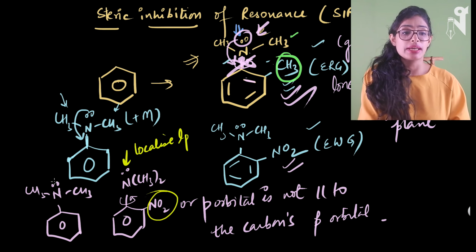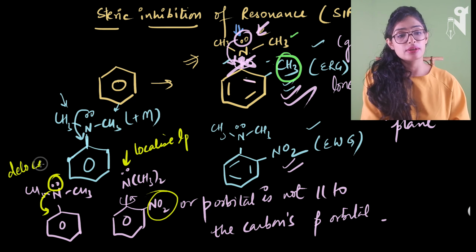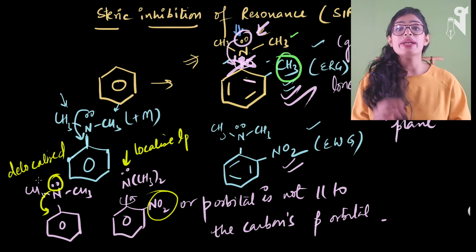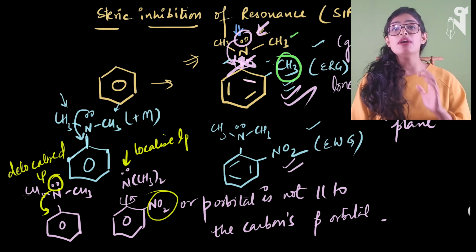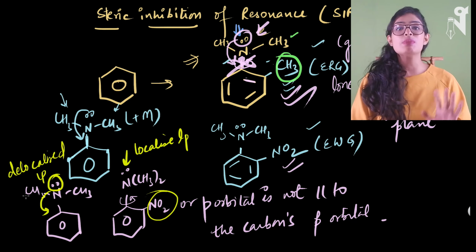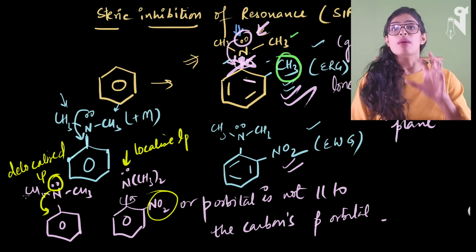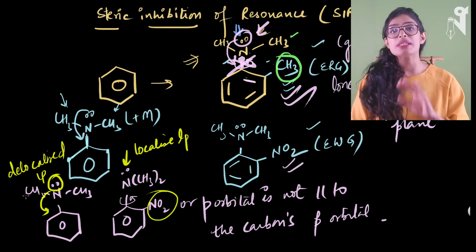Whereas this one can still participate in the resonance, and this will be a delocalized lone pair. When it is a delocalized lone pair, it is not completely with nitrogen, so this will affect the basic strength of the molecule. So what does basic strength mean? Basic strength means the more electron density is present on nitrogen, the more basic it will be.